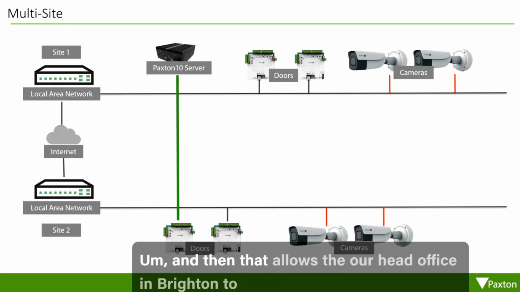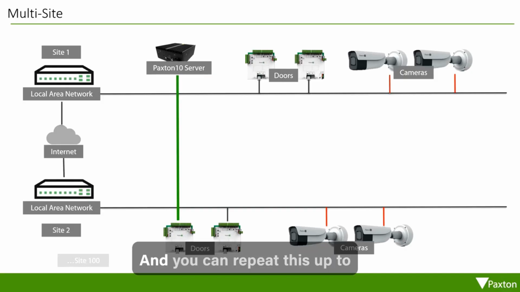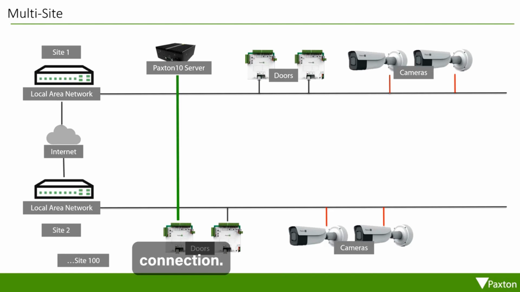And then that allows our head office in Brighton to be linked directly to the factory in Eastbourne, basically using one database. And you can repeat this up to 100 times as well. So you can have 100 sites on one Paxton 10 database with just an internet connection. That's really powerful. Makes it very easy to roll out a system across multiple sites with one central place to manage it.